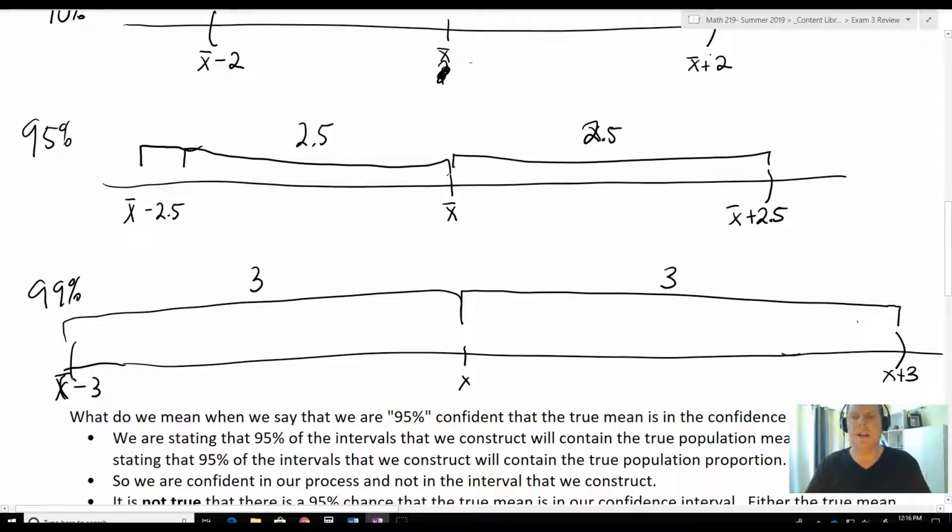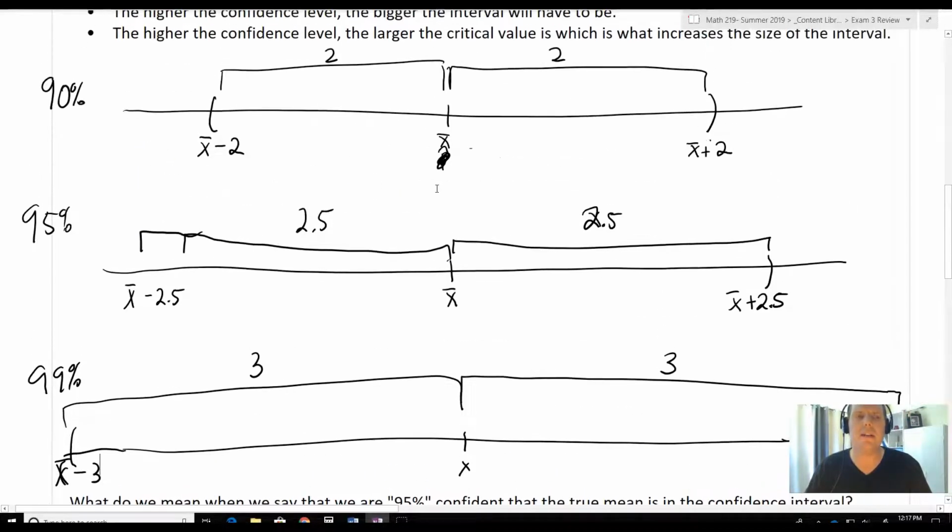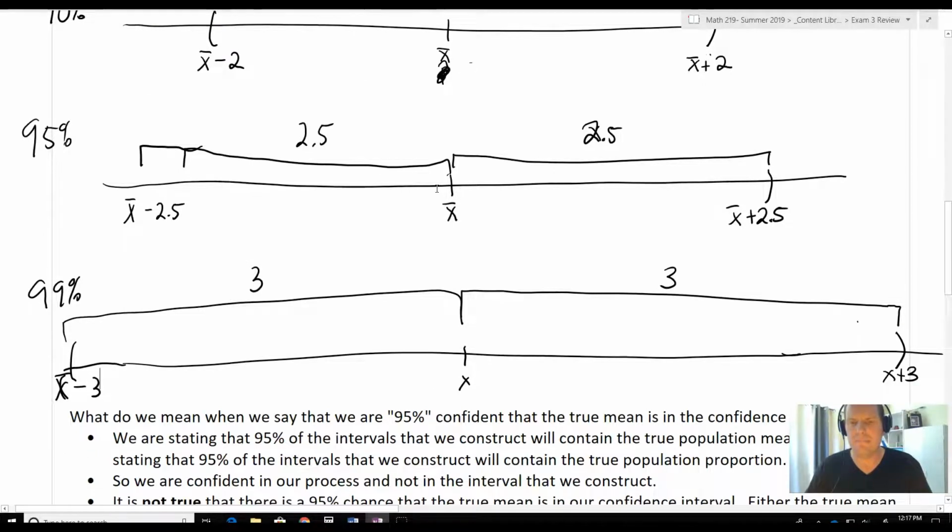A confidence level basically tells me how likely it is that I'm going to get the true mean. If I want to be more confident, and if you think about that, if I want to be even more confident that I'm right, I'm going to have a wider interval. That's the idea. Okay? And so, as we increase our confidence level, we increase the size of our interval.